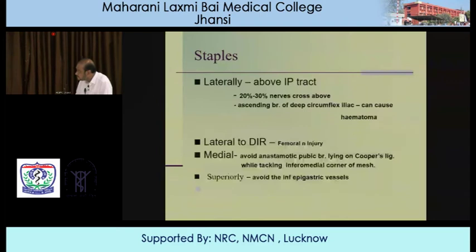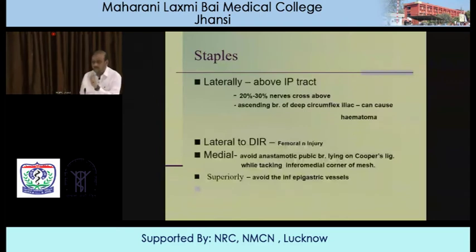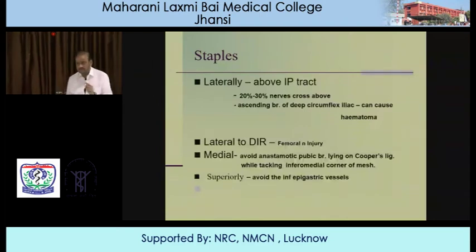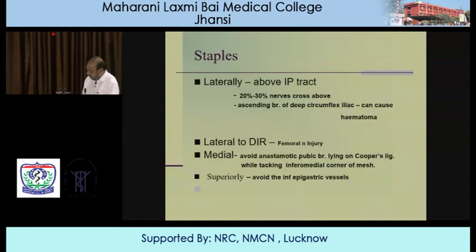Staples. I told you staples. The most common cause of nerve injury. You're applying those staples. So where should you apply them? Laterally, it should be above the iliopubic tract. You all know that. See the tract, apply the staples above. Never apply any staple below the iliopubic tract.